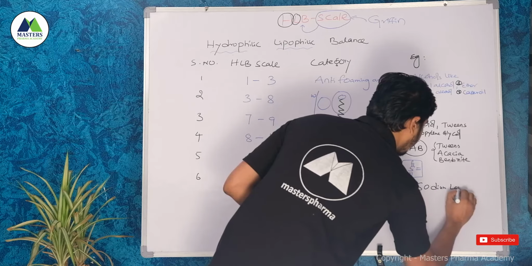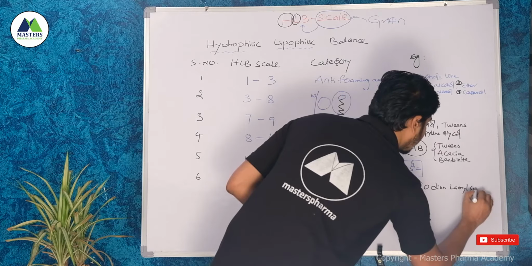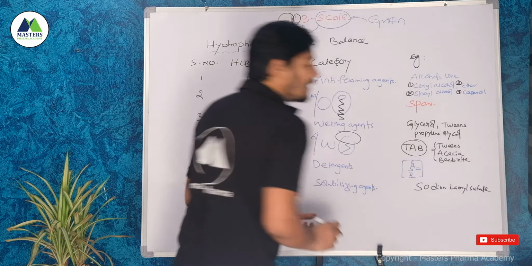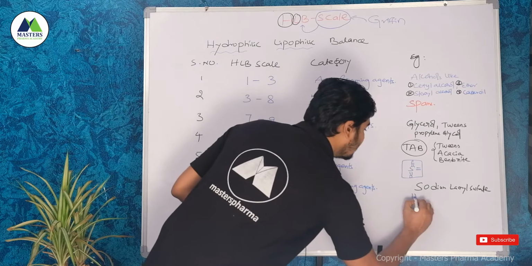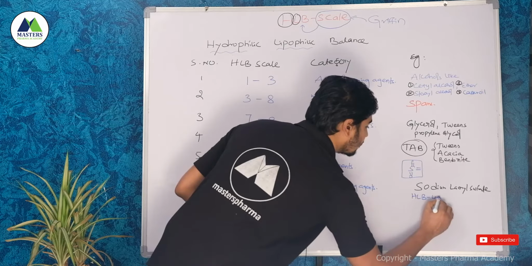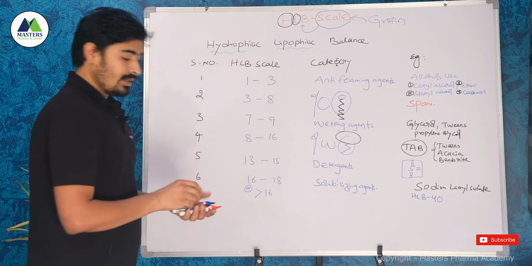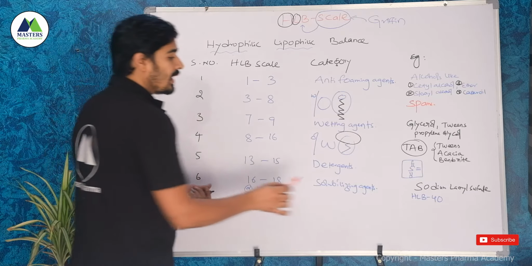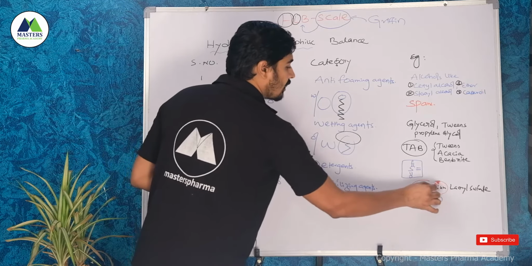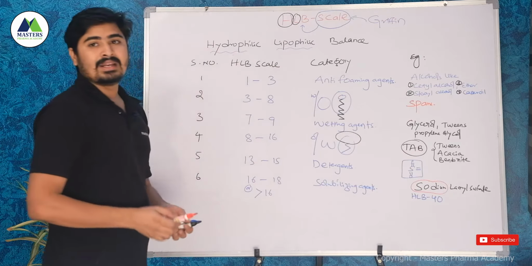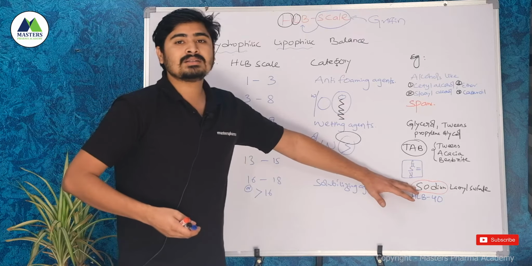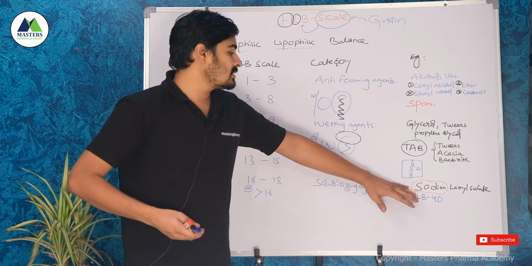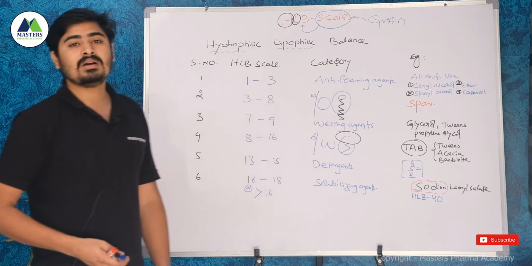Sodium lauryl sulfate, the HLB value is 40. And here the counter ion is nothing but sodium. This is also called counter ion or gegenion. Many times they ask in the examination, counter ions are also called gegenions. And what is the HLB value of this sodium lauryl sulfate? That is nothing but 40.